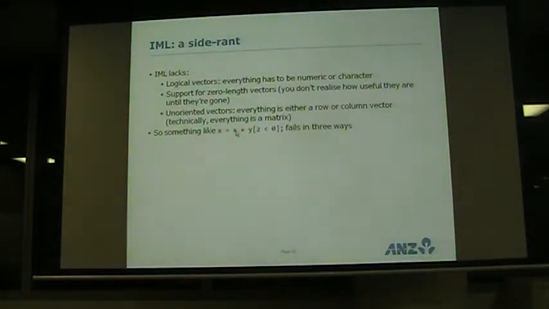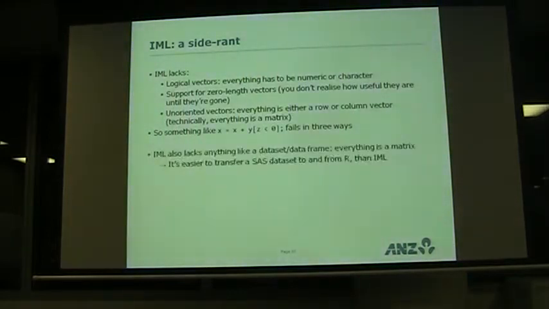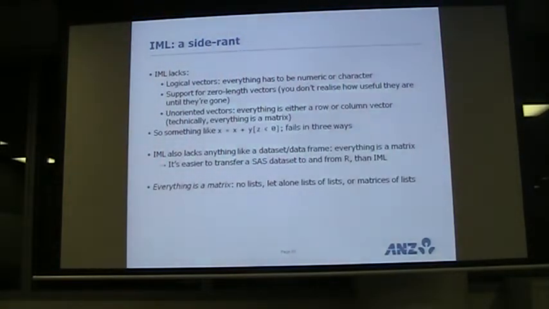And finally, if X is a row vector and Y is a column vector, then that also fails. So you check everything has the right orientation as well. So programming in IML is such fun. IML also lacks anything like a data set. Again, everything is a matrix. So ironically, it's actually easier to transfer a SAS data set to R than it is to IML. It has nothing like lists that allow lists of this, matrices of this. Everything is a matrix.